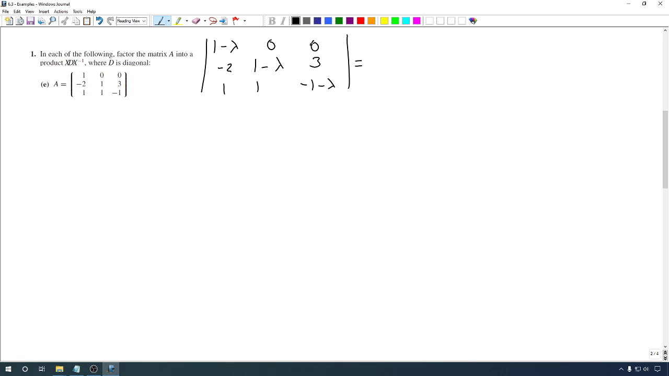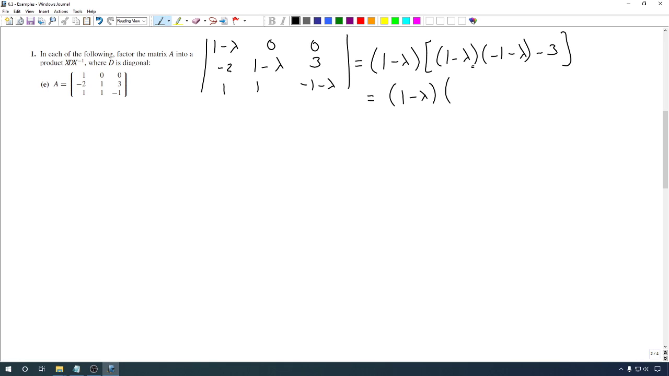We do get a little bit lucky here. We have a lot of zeros in that first row. So we have lambda minus 1 times the 2 by 2 determinant that we have here. So we have a lambda minus 1 times negative 1 minus lambda minus 3 times 1. And then we have 0 and 0, so no other terms after that. Which means I'm also not going to distribute through my 1 minus lambda. Might as well leave that outside.